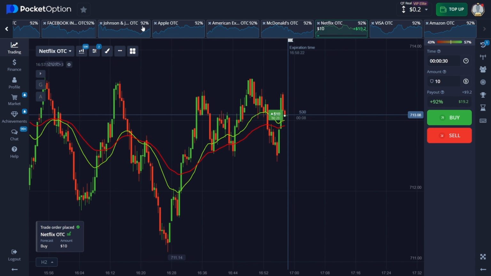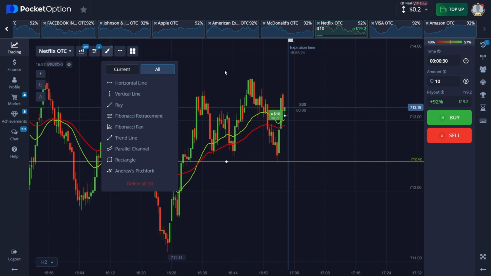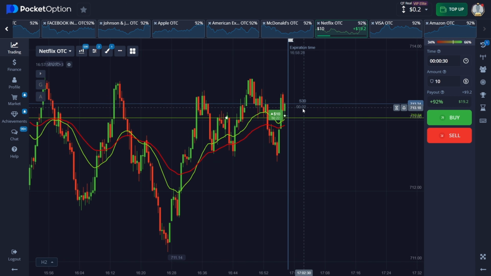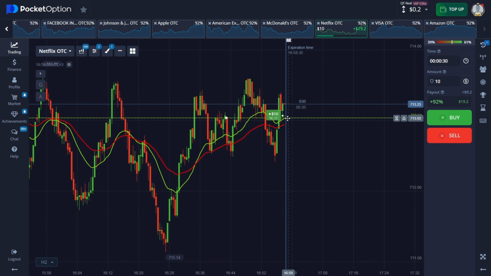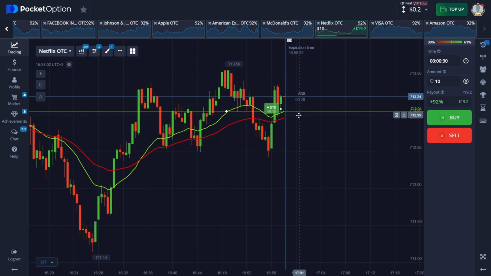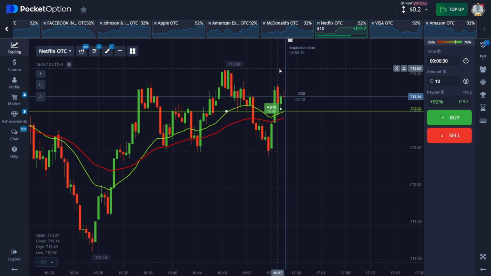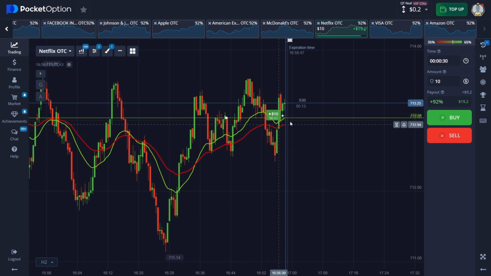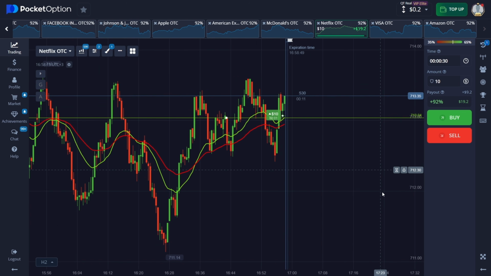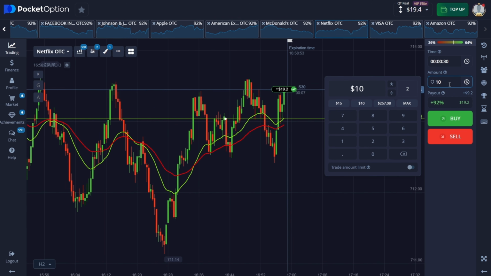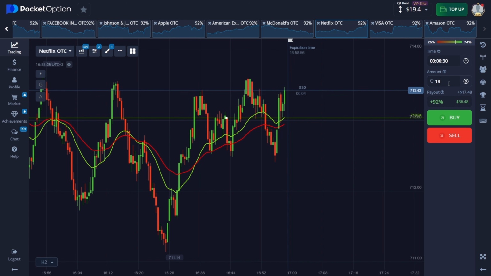I got my entry and placed the trade for an upside move on Netflix OTC for $10. Exactly when I placed the trade, the candle was moving upward. This was a 30-second trade, so let's wait for the candle to close. Currently, the trade is in our favor with only a few seconds left, and we won our first trade of the compounding session. Now my balance has increased to $19.